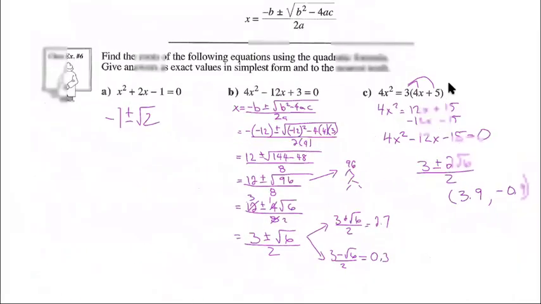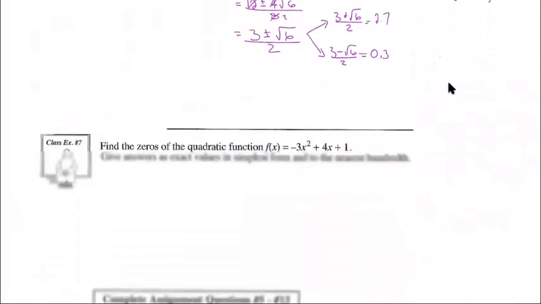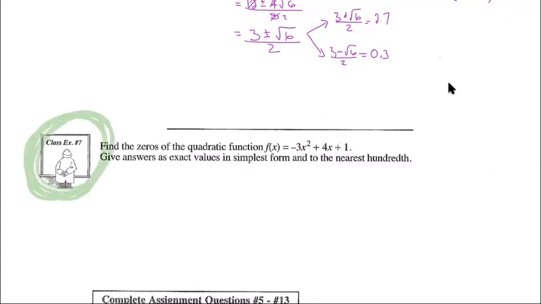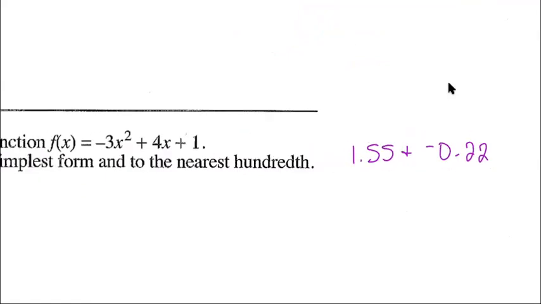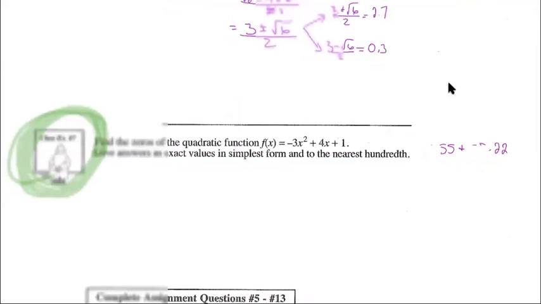And I'm going to leave example 7. That is going to be the one I'm going to be looking for to make sure is complete with the notes as well. You should be able to get to 1.55 and negative 0.22. So I'm going to be looking to check that one, or we can go over it in class if someone reminds me, whatever it happens to be.